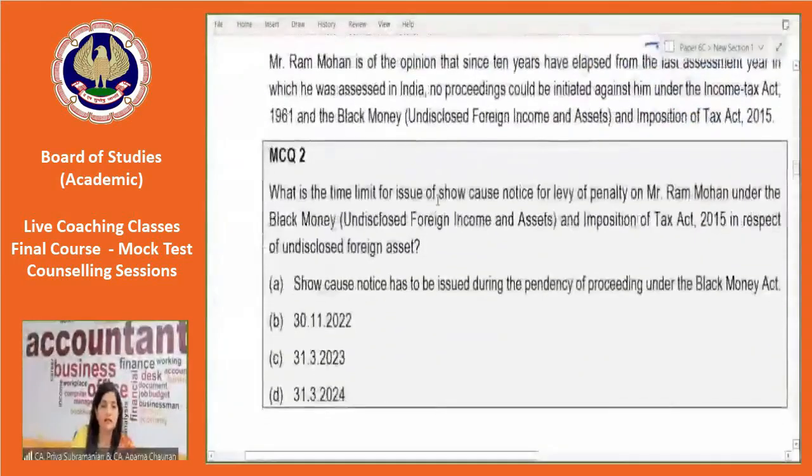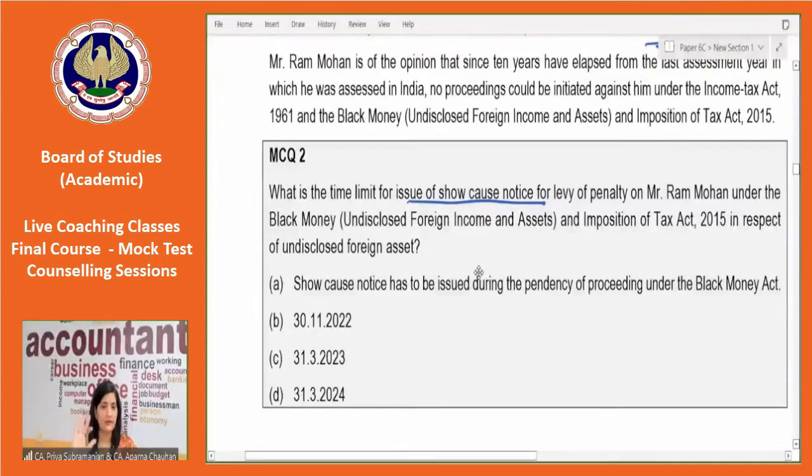Based on these facts, MCQ 2 is asking you: what is the time limit for issue of show cause notice for levy of penalty on Mr. Ram Mohan under the Black Money Act in respect of undisclosed foreign assets? They are not asking you about the validity of the notice or whether the proceedings can be initiated. They are simply asking you when the show cause notice can be issued on Ram Mohan for levy of penalty.